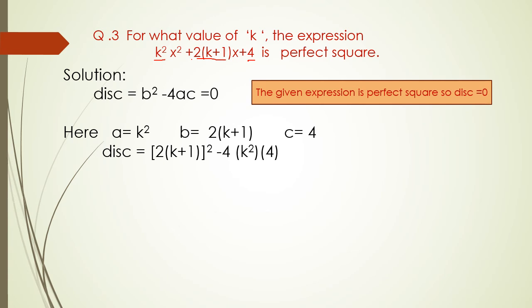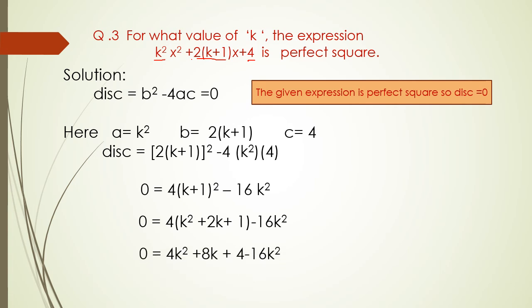Further students, when we simplify it, we will write discriminant equals to 0 because it is given in our question. So now we will write 0 here. So 0 is equal to square of 2 is 4 and k plus 1's whole square minus 16 into k square. Further when we simplify it, it is equal to 0 equals to 4 into k square plus 2k plus 1. Here we applied the formula of a plus b whole square. So now applying on it, we have k square plus 2k plus 1. Now further it is minus 16k square.